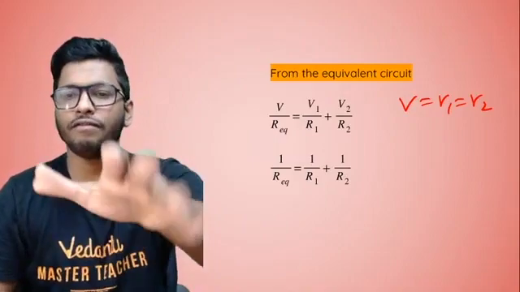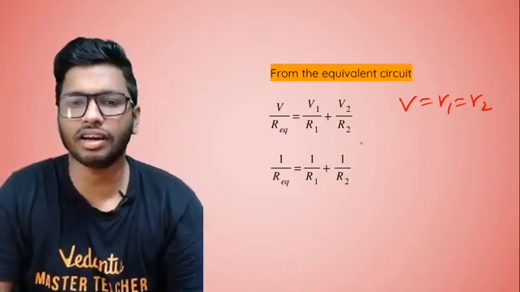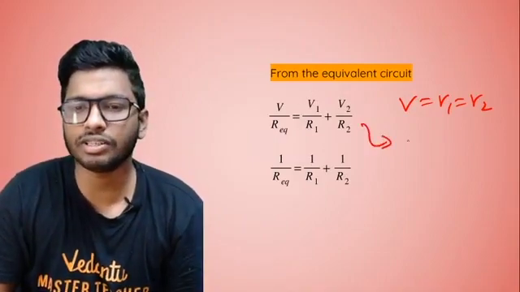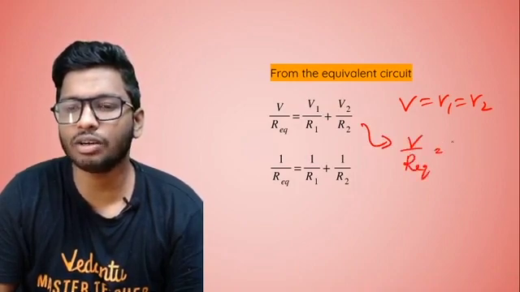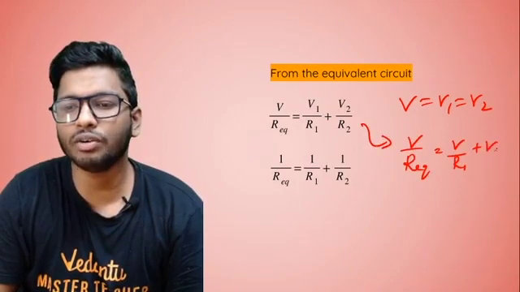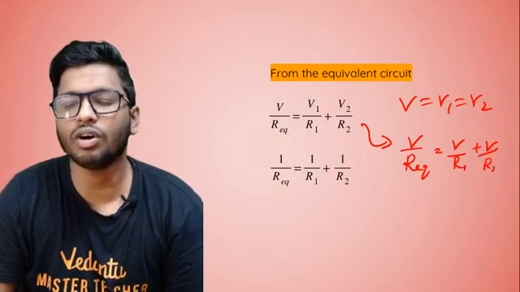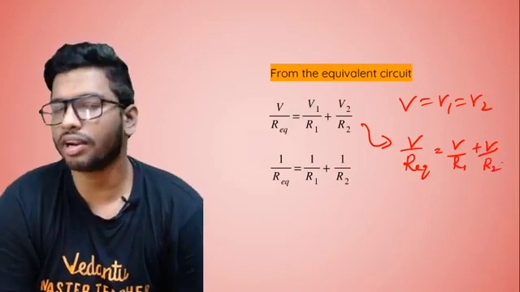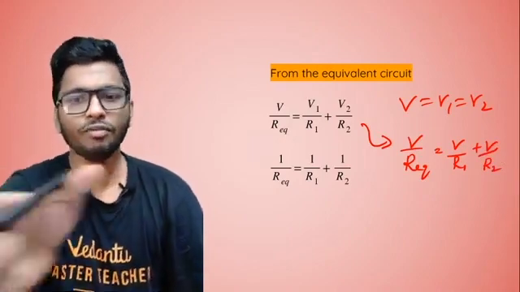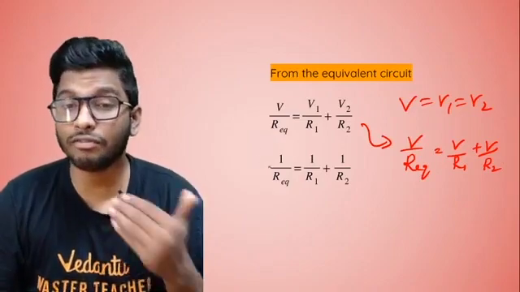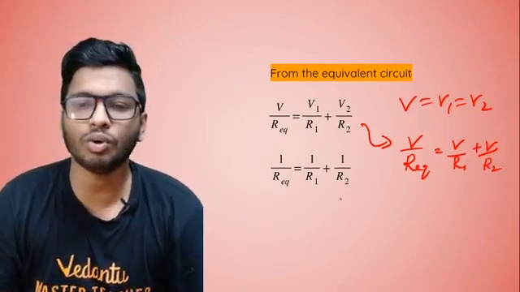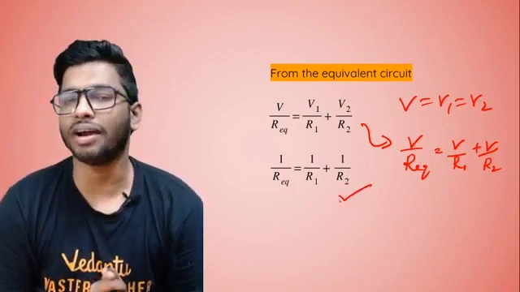So in place of V1 and V2, I can write V. What I can do is write this equation as V by R equivalent is equal to V by R1 plus V by R2, because it's all the same. So I can remove V. What I'll be left with is basically 1 by RE is equal to 1 by R1 plus 1 by R2.